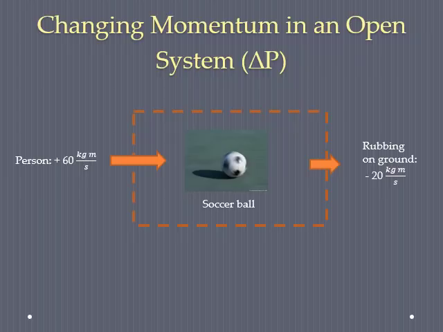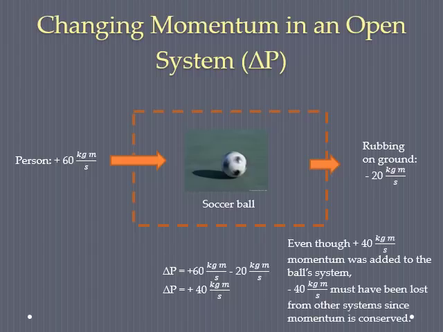So for this soccer ball, instead of talking about sigma p for the system, because the total momentum in the system is changing as momentum comes in and goes out, we could talk about the delta p in this system, or the overall change in momentum of this soccer ball. No matter what the soccer ball started with, we know that it's gaining 60 kilograms meters per second from the person, and it's also losing 20 kilograms meters per second of momentum from rubbing. So we know that the overall delta p for this ball is positive 40 kilograms meters per second of momentum. No matter what it started with, what we do know is that it changed by a certain amount.